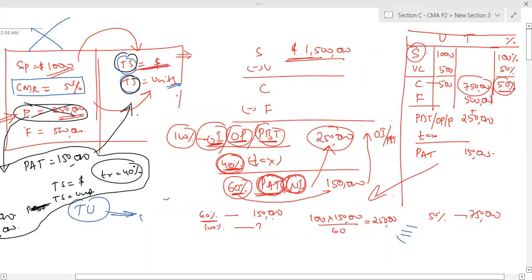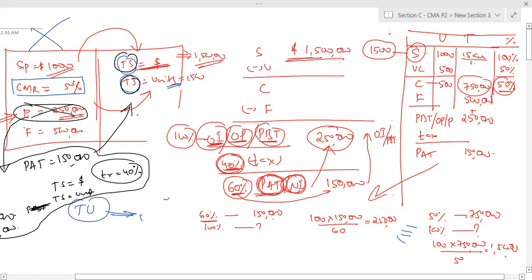So sales is always how much? 100% is equal to how much? 100 into 750,000 divided by 50, which is 1,500,000. Okay, sir. Thank you. 1,500,000 divided by 1000, you will get per unit. So the number of units of sales is how much? 1,500 units. And sales is 1,500,000. Thank you, sir, in this way.